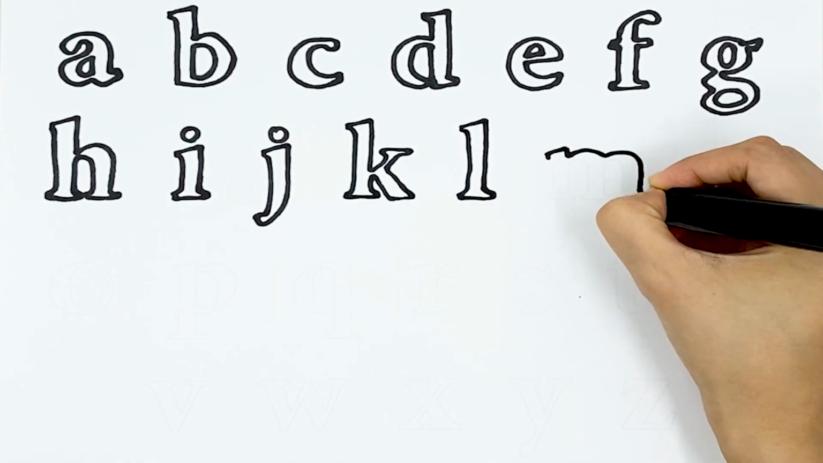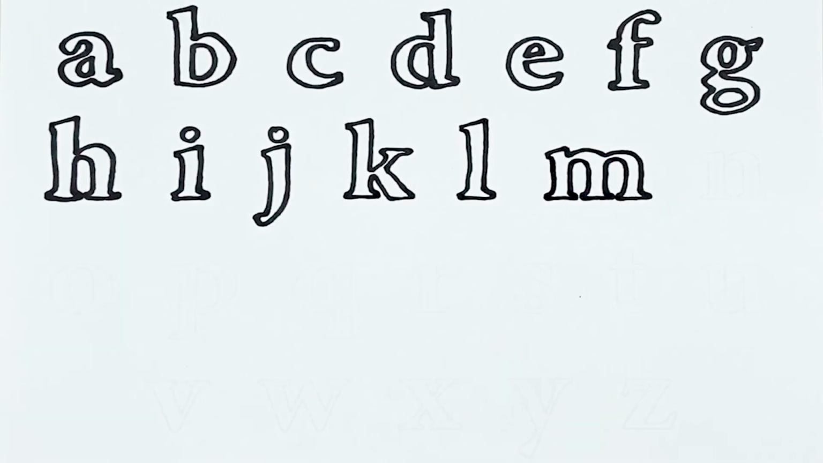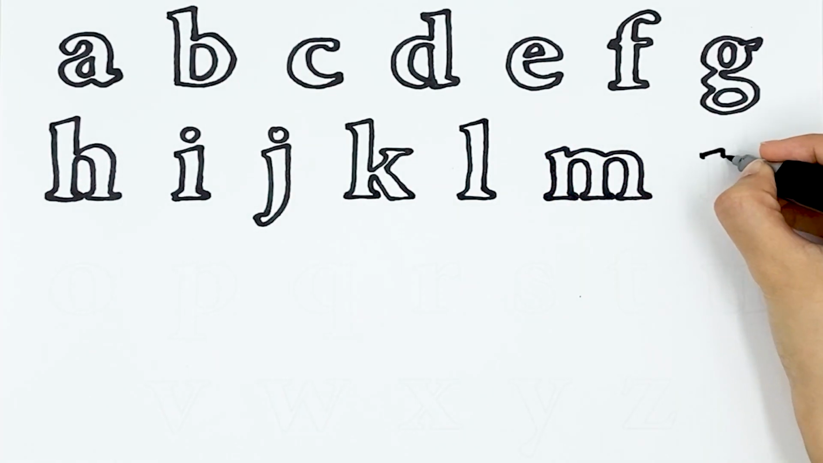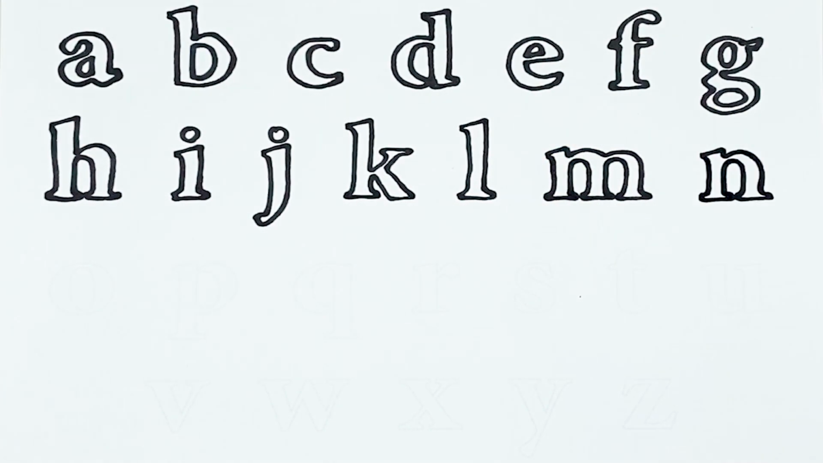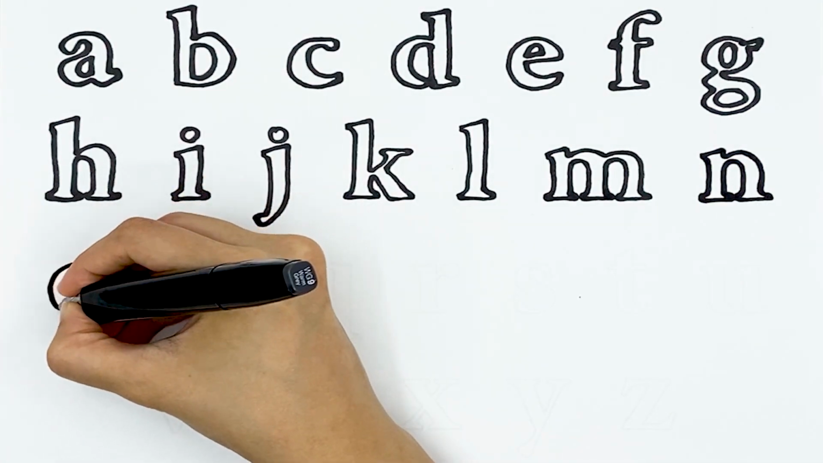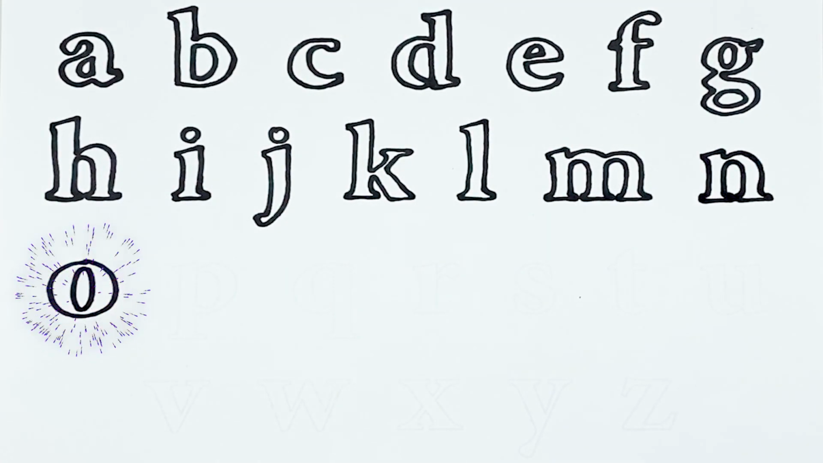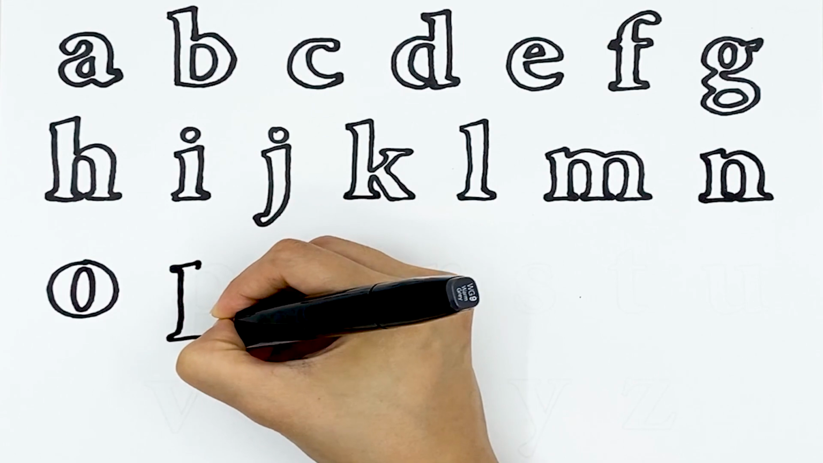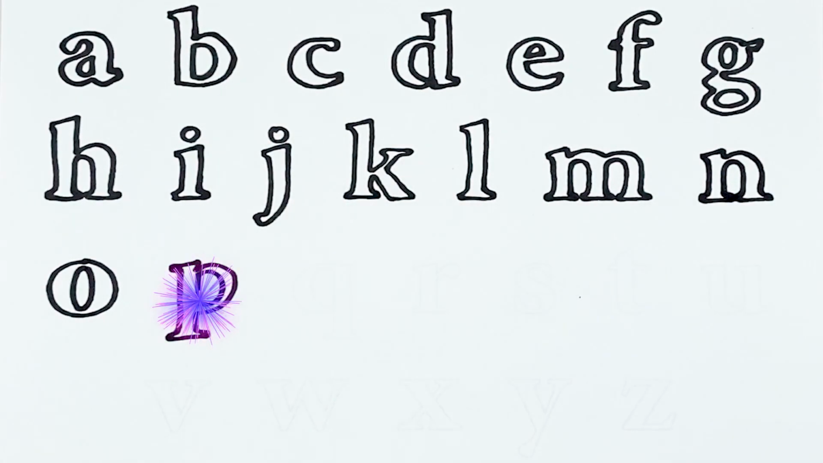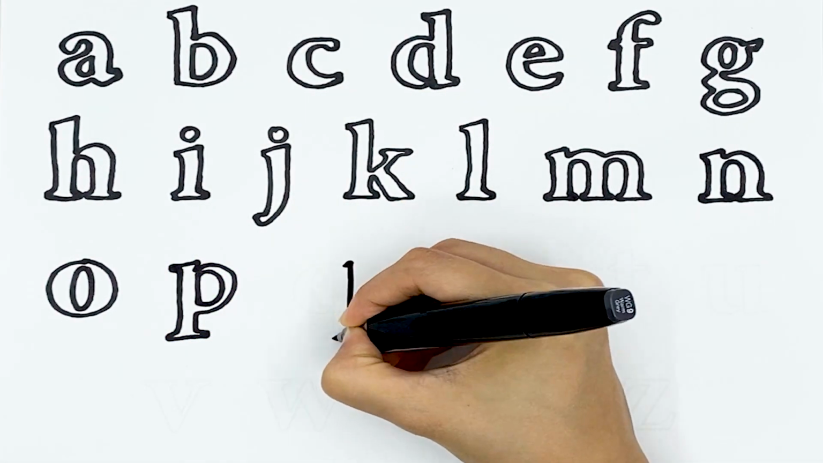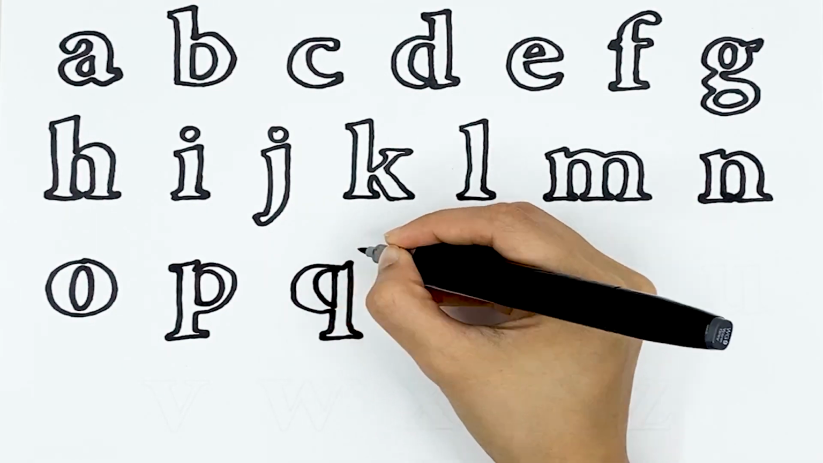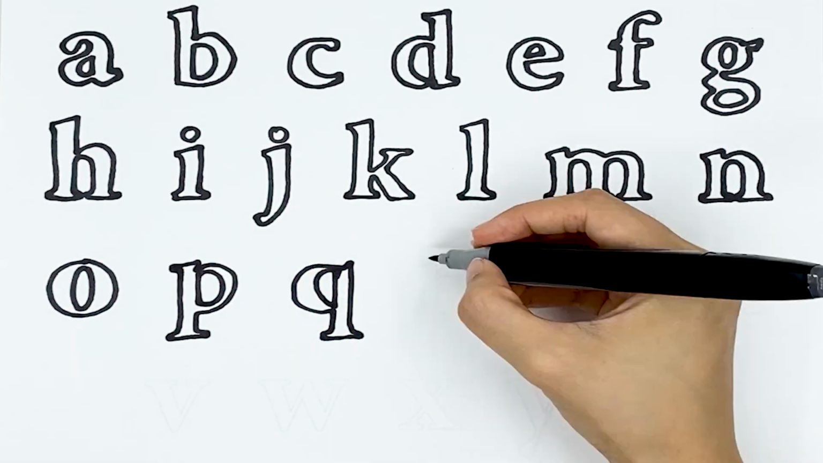F is for fairy. Fairy. Fairy. Fairy. G is for glasses. Glasses. Glasses. G. Glasses. H is for hand. Hand. Hand. H. Hand.